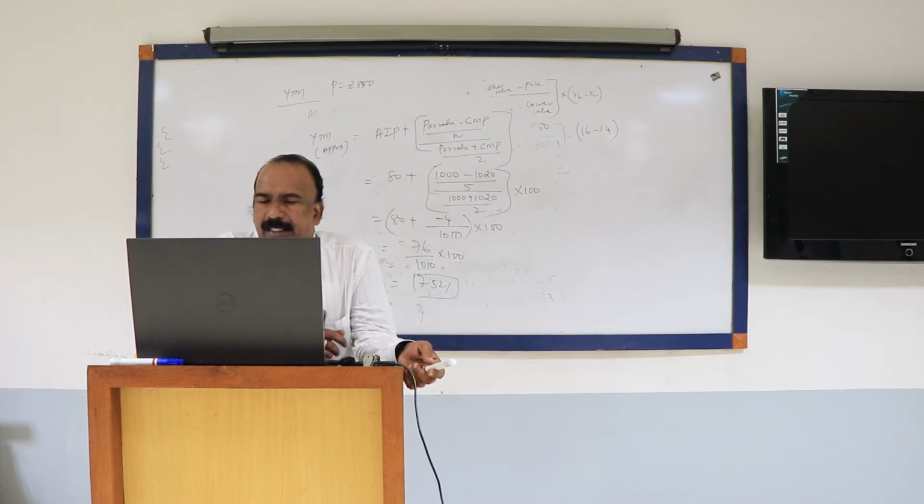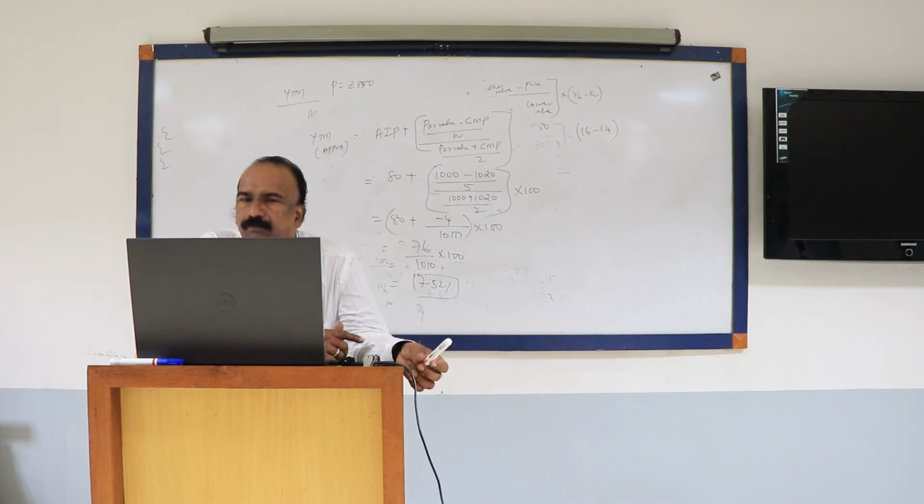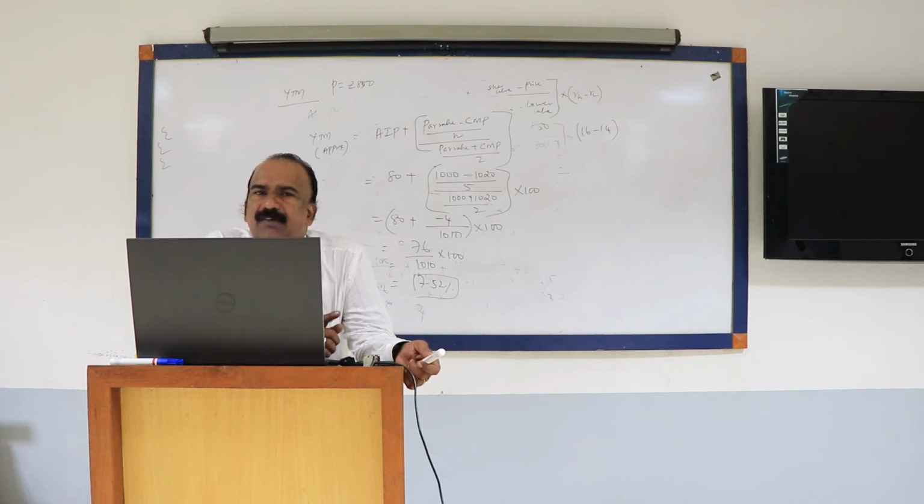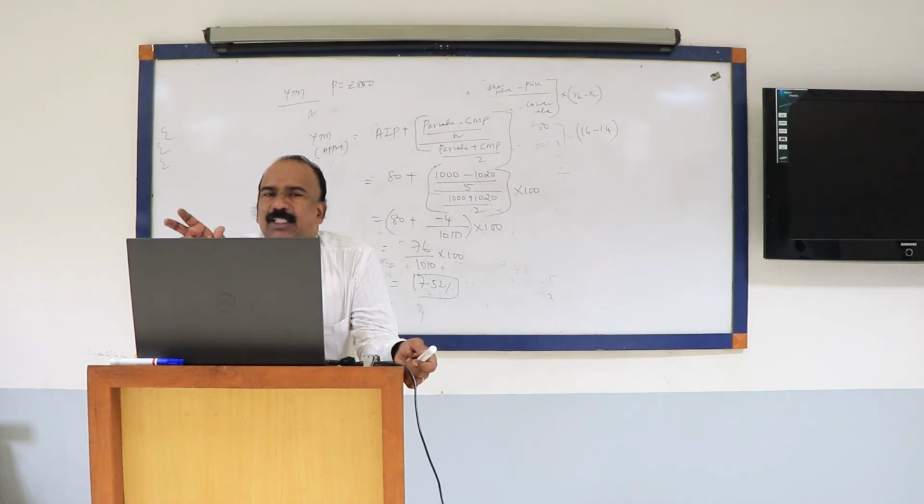The same equation: 80 plus 1000 minus 1020 divided by 5, and divided by what they have given, which is 0.6 and 0.4. Have you seen that? 0.6 into 1020 plus 0.4 into 1000. Okay, so in ours we have taken equal weightage, that is 1000 plus 1020 divided by 2. That means we are given equal weightage.